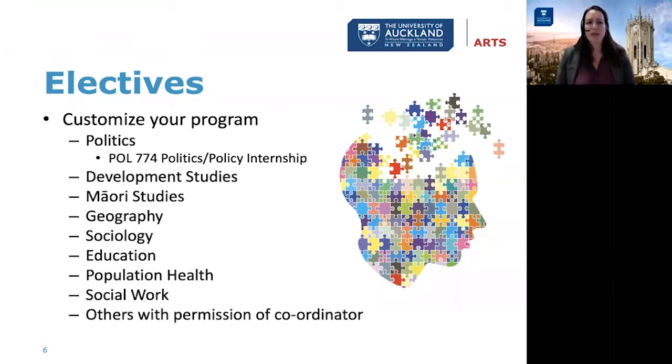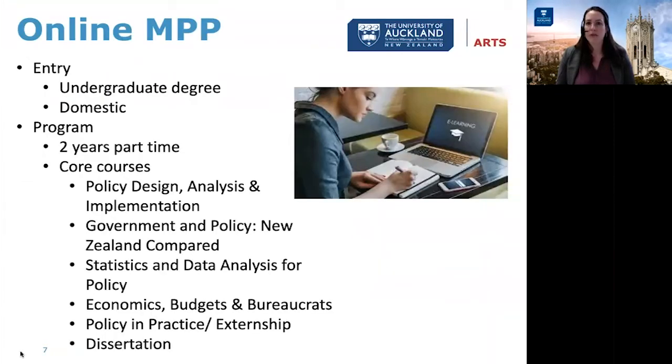So geography, sociology, education, health and population health, social work, and every once in a while students come to me as the on-campus coordinator and ask, well, are there any other ones I can take? And if there's a policy focus of the class anywhere across the university, generally we're fine with that. So there's a lot of flexibility and a lot of interdisciplinary breadth, which is a real strength of the program.